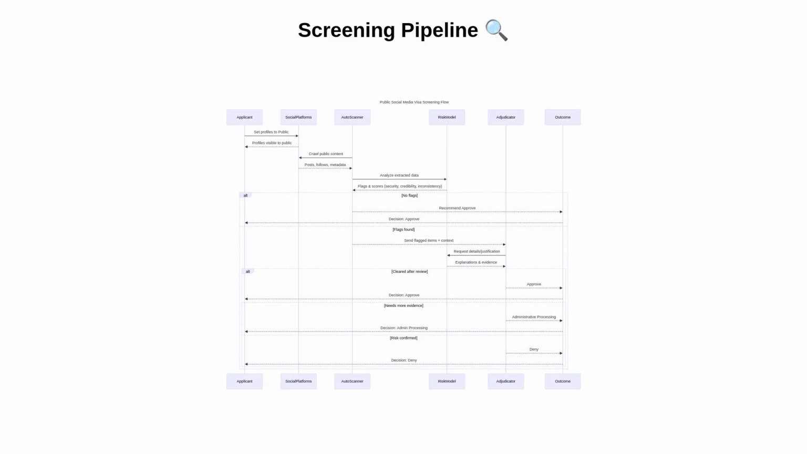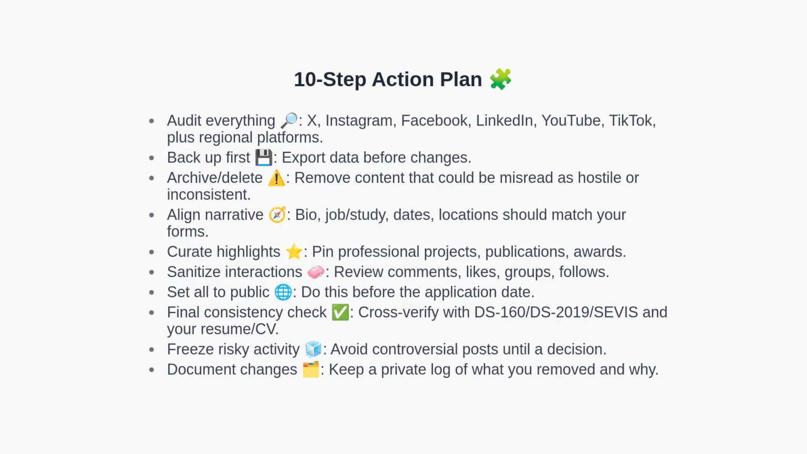If flags arise, an adjudicator reviews the items and context to decide whether to approve, place the case into administrative processing, or deny. This clarifies why consistency and context management matter. With that in mind, here is a practical plan.